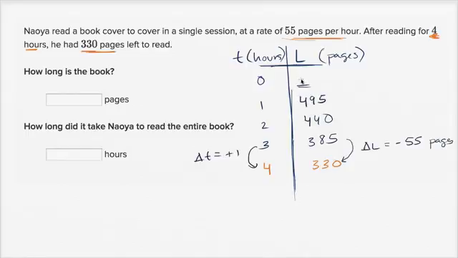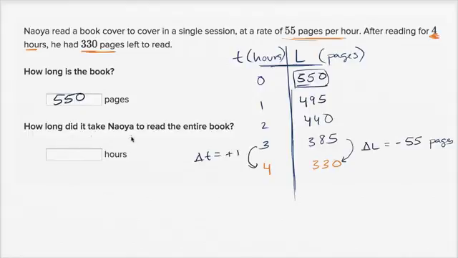And then right when he started reading, he would have had to read even 55 more pages, because after 1 hour he would have read those 55 pages. So 495 plus 55 is going to be, let's see, add 5, you get to 500, plus another 50 is 550 pages. So at time equals 0, he had 550 pages to read. So that's how long the book is.